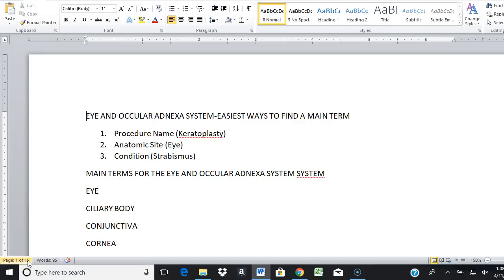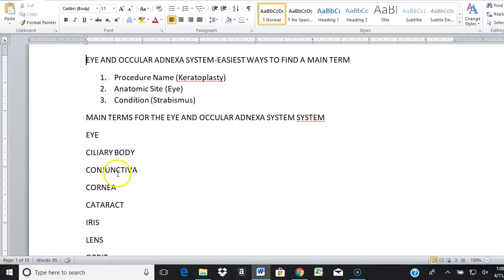So as we go through each and every section, we're going to talk about what we're going to find. Like most surgery sections, 3 easiest ways to find these codes: by the procedure name, like keratoplasty, the anatomic site like eye or adnexa or orbit or eyelids, or the condition like strabismus, okay?